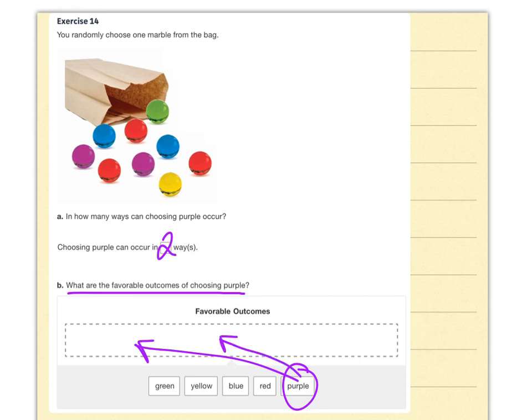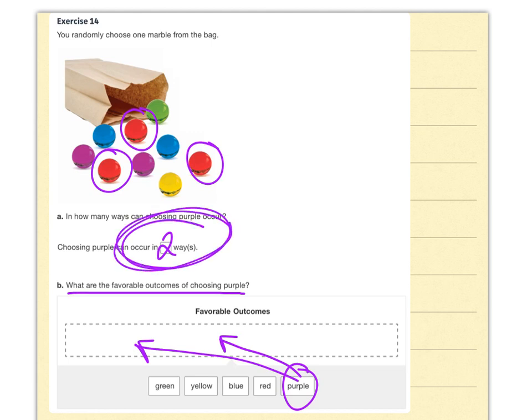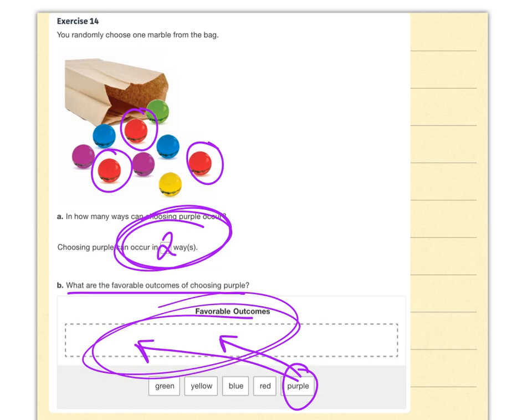If it would say not purple, for example, then you'd have to drag the other options up however many times. You can see there's 3 red ones, so you'd have to drag red up there 3 times. If it said not purple, you'd have to drag blue up there twice, and then green and yellow. So you're always going to make sure that this number here matches how many options you have there. So we're going to write purple and purple in here twice so that those numbers match.